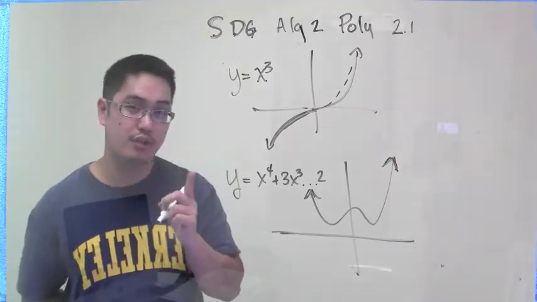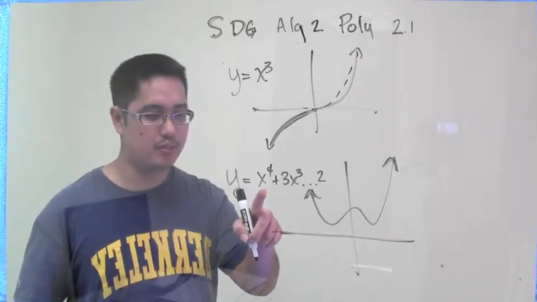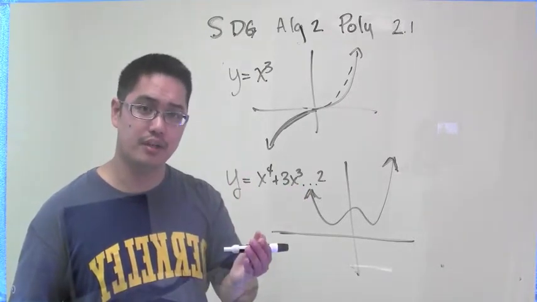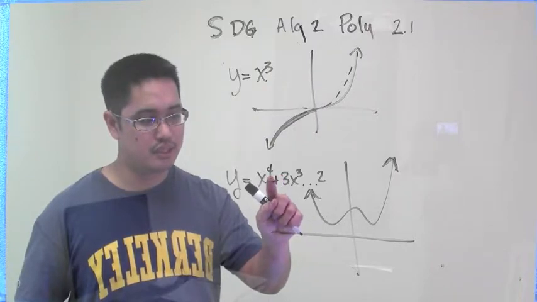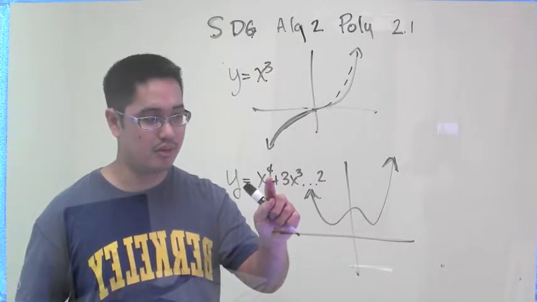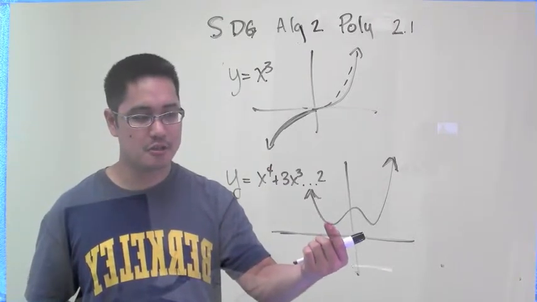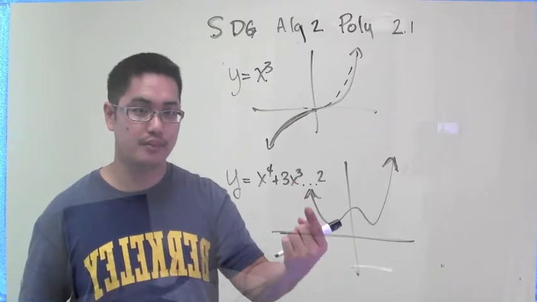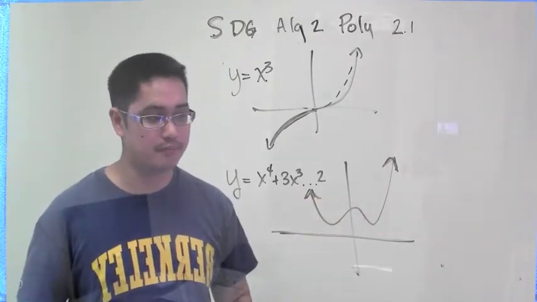Alright, here's what I want you to notice. Look at the degree of this polynomial. The degree of this polynomial is the fourth power. It's an even degree. It starts going up. On the left-hand side, it's going up. On the right-hand side, as I go off to infinity that way, it goes up.